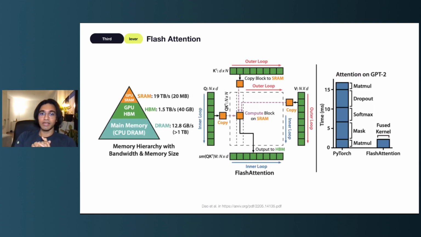Finally, transformers can be very slow and memory hungry on long sequences, since the time and memory complexity of self-attention is quadratic in nature. FlashAttention is an IO-aware exact attention algorithm that uses tiling to reduce the number of memory reads and writes between the GPU high bandwidth memory and GPU on-chip memory.